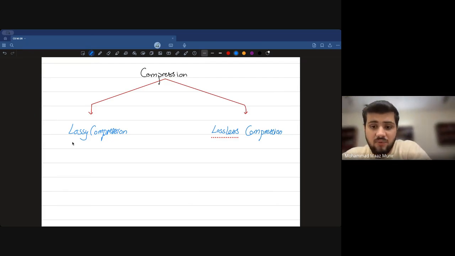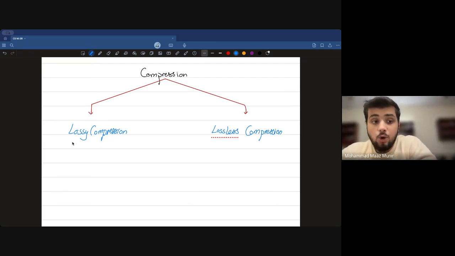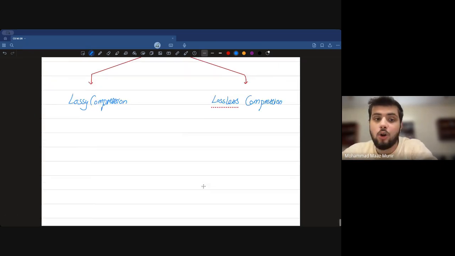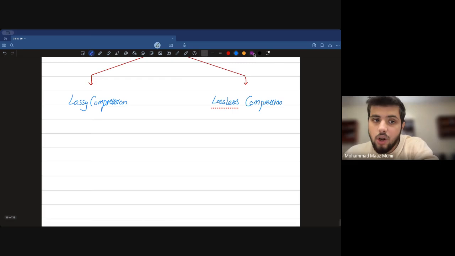So this means that your file is going to be losing something, right? And that is the main idea behind lossy and lossless compression. Lossy compression is the one in which, once you reduce the file size, your data is lost. What do I mean by this?